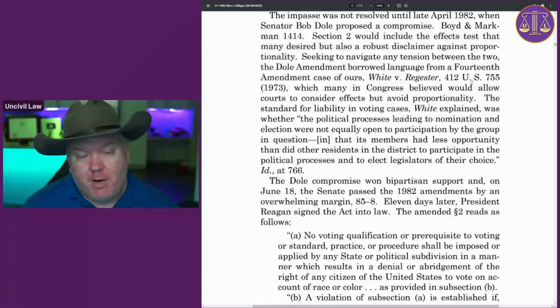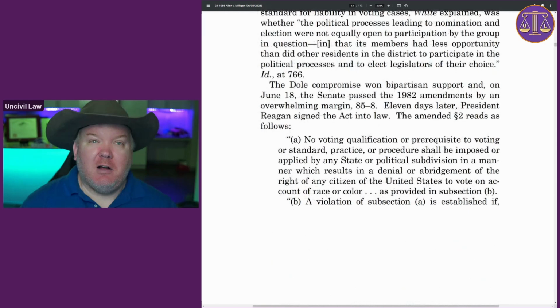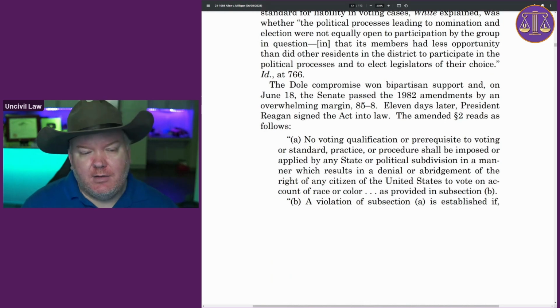The Dole Amendment won bipartisan support, and the Senate passed it. Eleven days later, the president signed it. Hooray! Congress has done a thing. Let us learn what Congress has done. The amended language reads as follows.